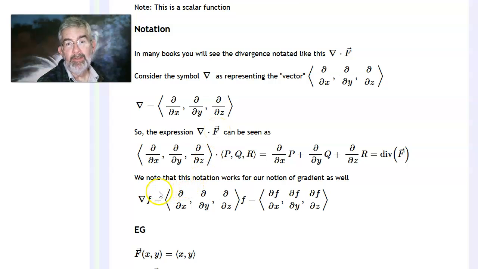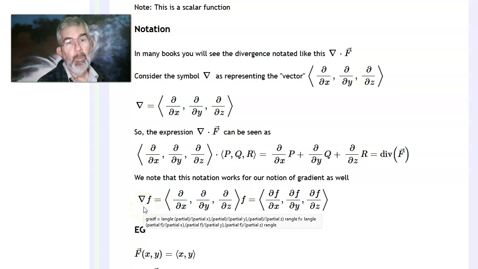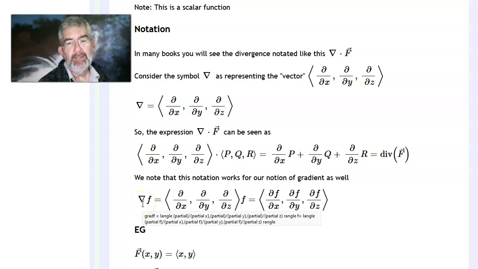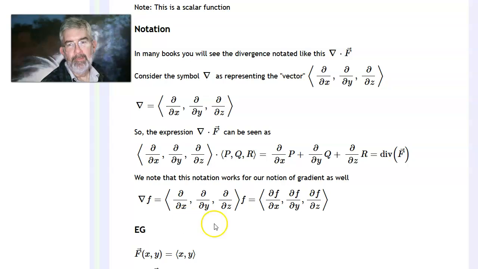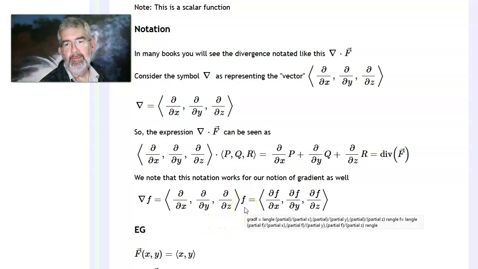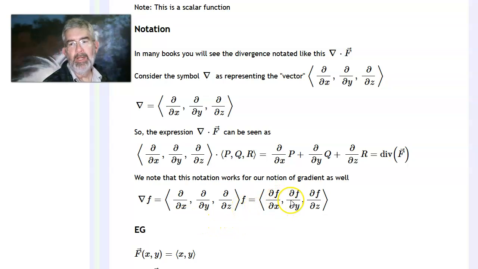And I should point out that we've used this same symbol before to denote the gradient, and it works in that way as well. If you think of del as a vector and f as a scalar function, we know how to multiply vectors times scalars, right? You just multiply the scalar times each component. So this vector times the scalar function f is just the f gets multiplied into each component. So you get partial of f with respect to x, comma, partial of f with respect to y, comma, partial of f with respect to z, which is exactly what the definition of the gradient is.